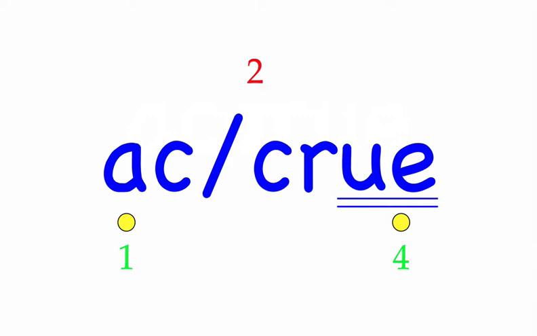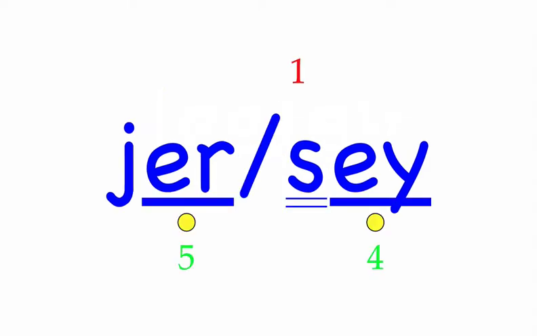Row 3. Jersey. Our team went out and bought a jersey for our sponsor. Jersey. Jer has 2 sounds. J, er. Z, e. 2 sounds. Jersey. Mark the word.